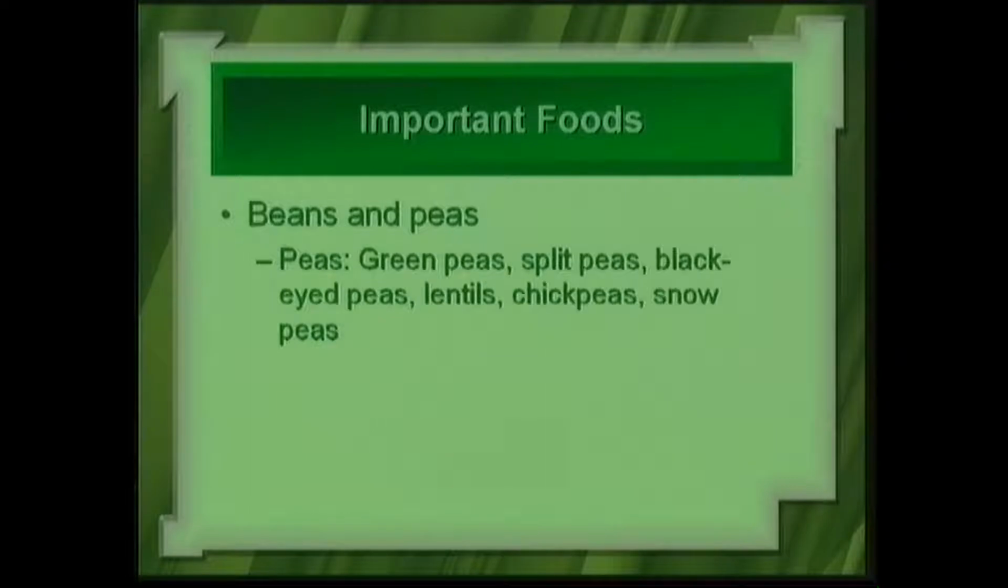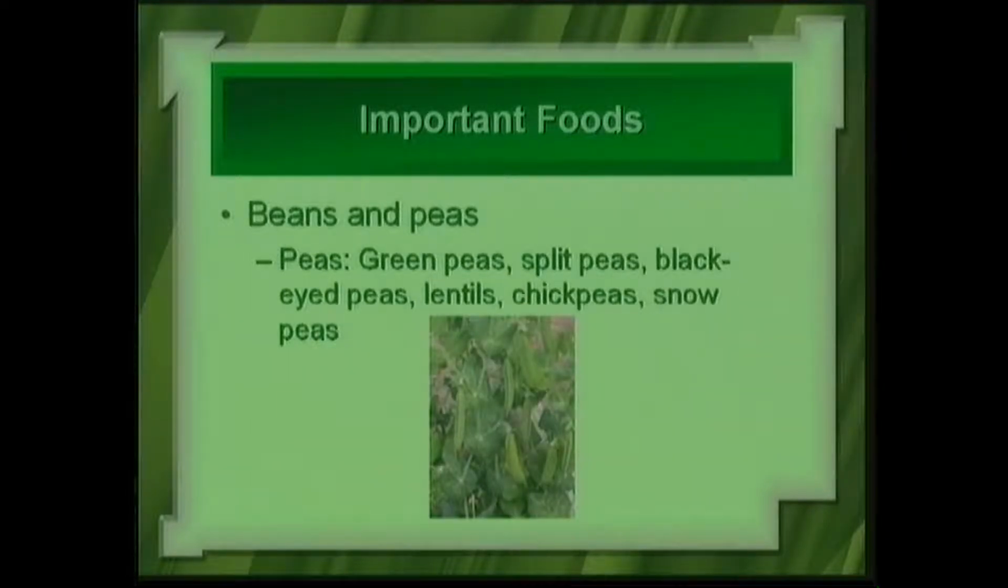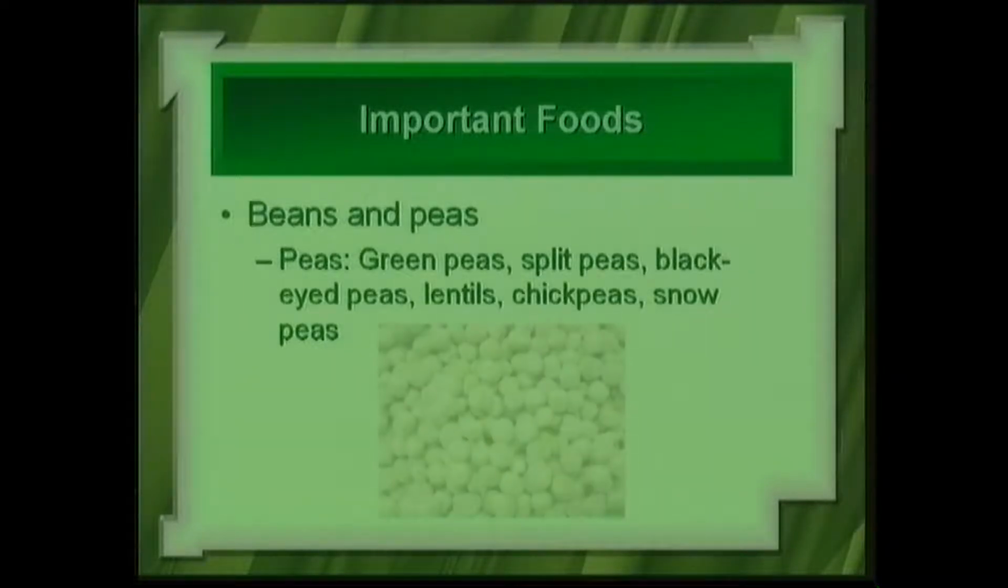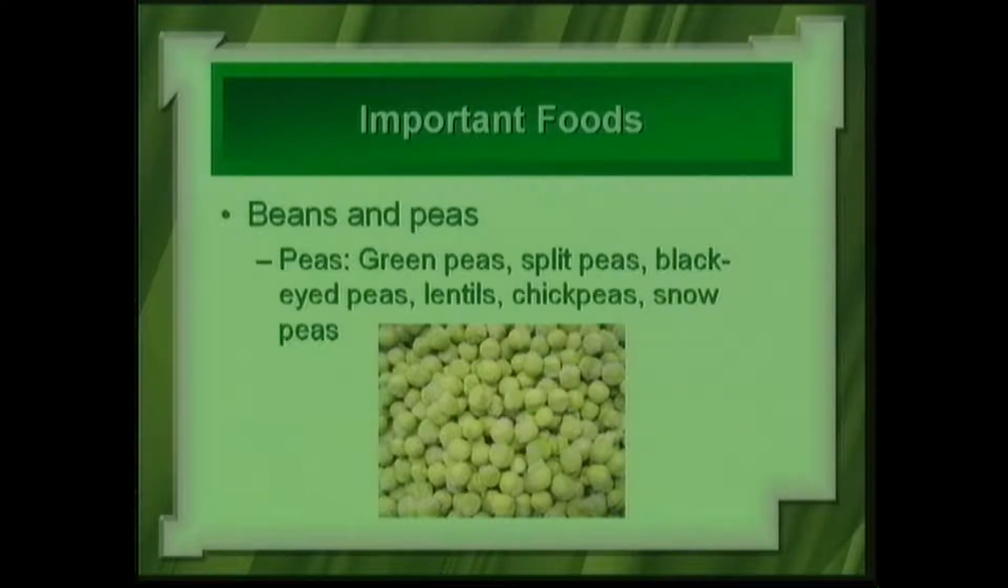All right, we also have peas, all different kinds of peas, including green peas, and split peas, and etc., black-eyed peas, lentils, etc. Chickpeas are also known as garbanzos. We have some illustrations or some photographs of these, and here we have some frozen green peas. Doesn't that look good?